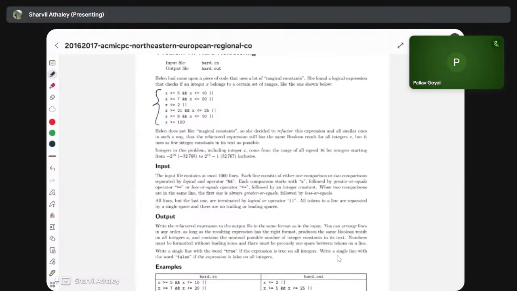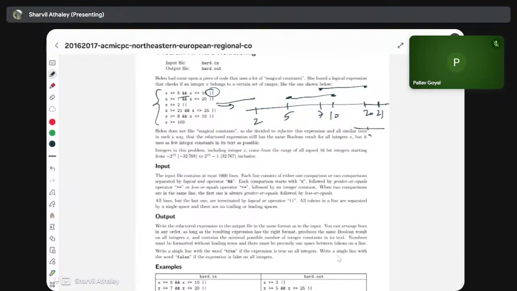So for example, let's see this test case. This operator means or and this is and. The first constraint says that our x should lie between 5 and 10. Second says that it should be between 7 and 20, and the third says it should be less than or equal to 2. Fourth says it should be greater than or equal to 21 and less than or equal to 25.